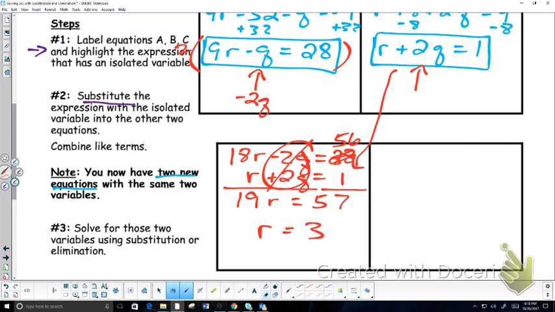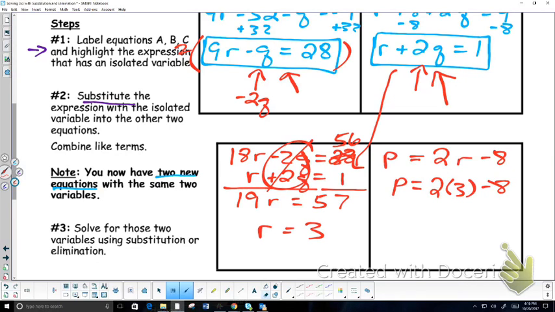Okay? Now that I have r equals 3, I can plug it into one of these 2 equations. Or if you'll notice when you go back up to the top, p equals 2r minus 8 was our b equation up top. Since I know r equals 3, I could say 2 times 3 minus 8 equals p, which means p equals 6 minus 8, so p equals -2.